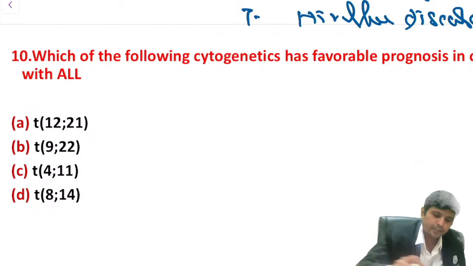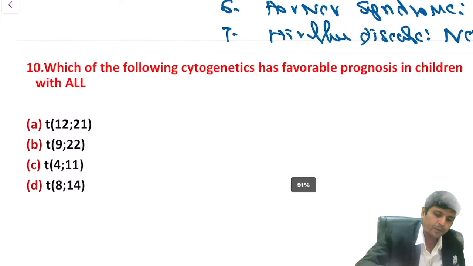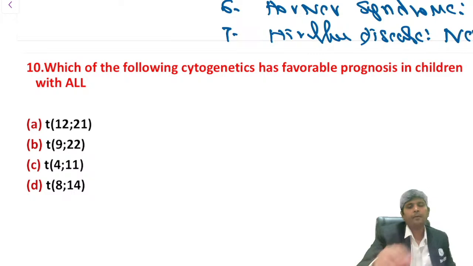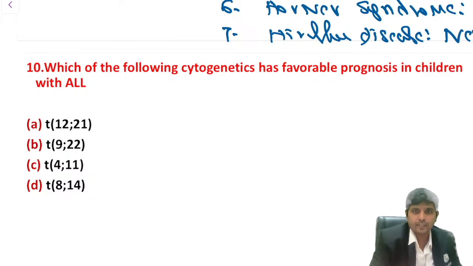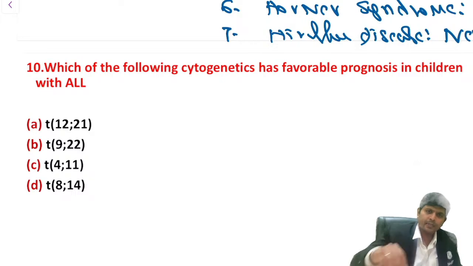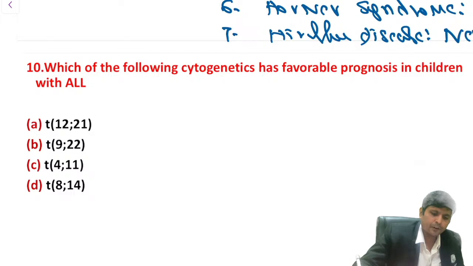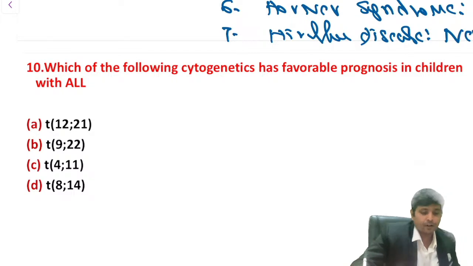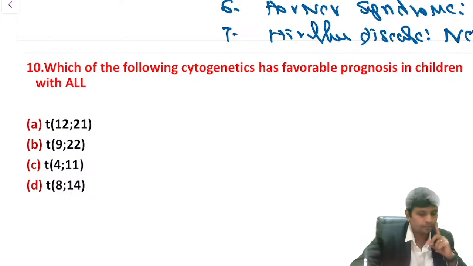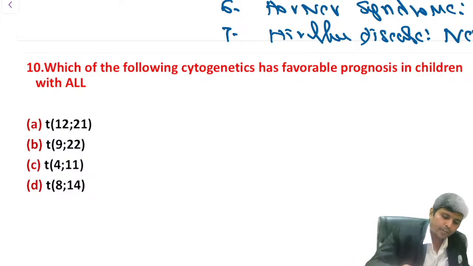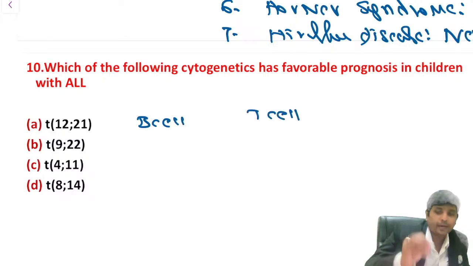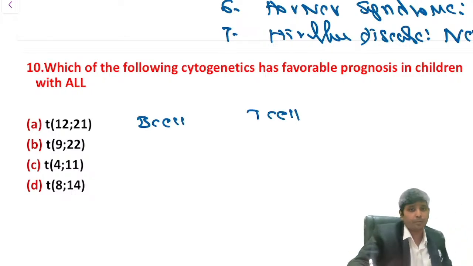Which of the following cytogenetics has favorable prognosis in children? Let us see. Remember, always B cell has got good prognosis, T cell has got bad prognosis. That is the thing you need to remember.